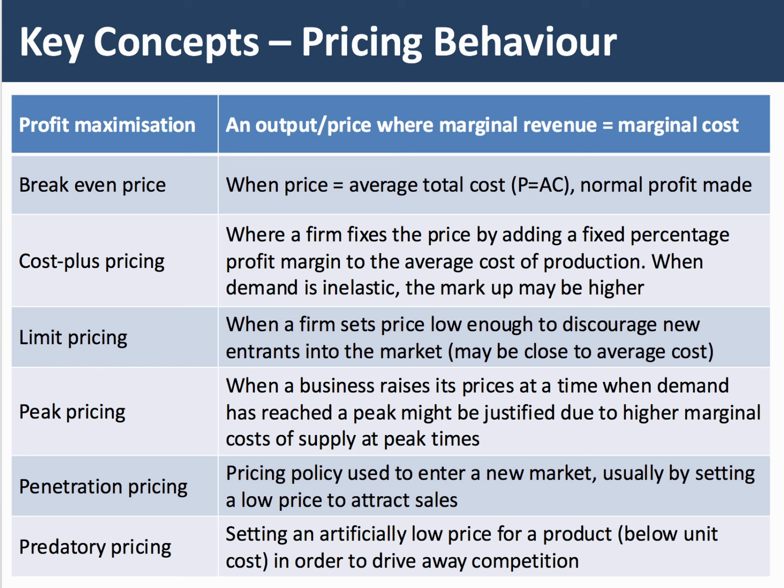profit in the future. Peak pricing is an example of price discrimination, and this is when a business raises its prices at a time when demand has reached a peak, a high, and of course that might also be justified due to an increased marginal cost of supply at peak times. Many firms use this kind of dynamic pricing, including Uber, the taxi firm.